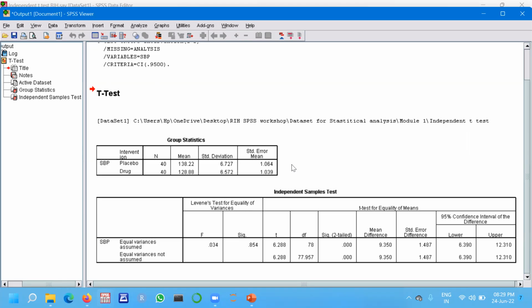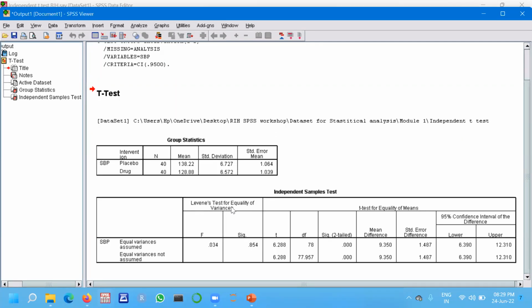Now let us see the second table. The second table is very important. And here there are two things: equal variances assumed, equal variances not assumed. So homogeneity of variance is assumed. That is one criterion for a parametric test, right? So here homogeneity of variance is tested by Levene's test of equality of variance. The test name is Levene's test for equality of variance.